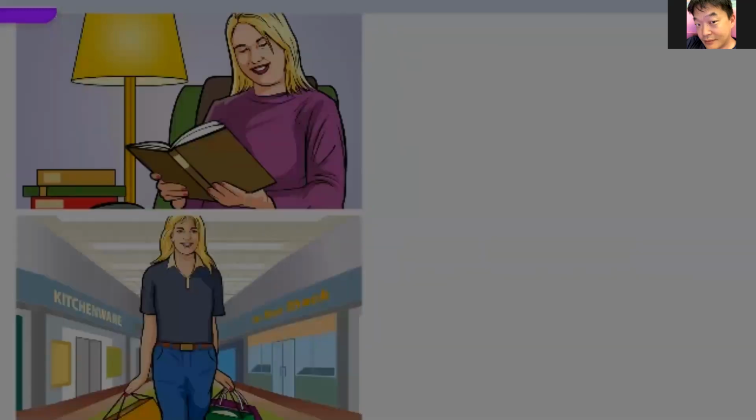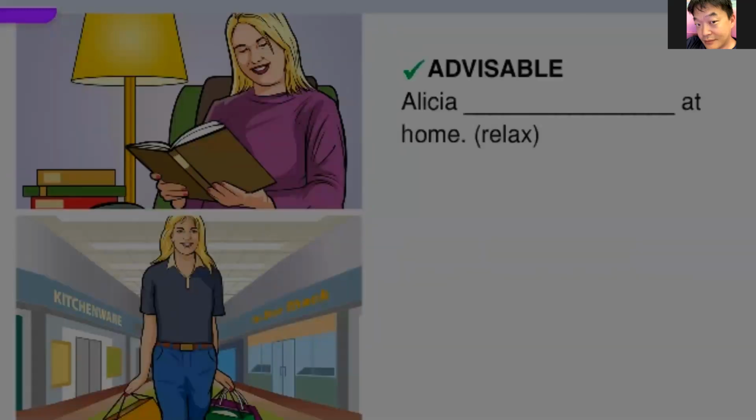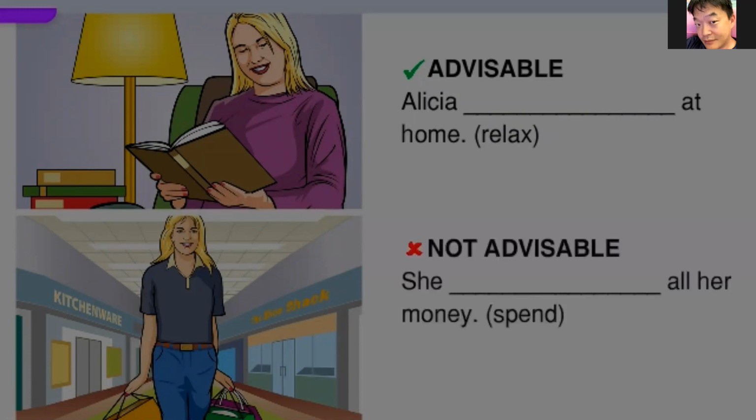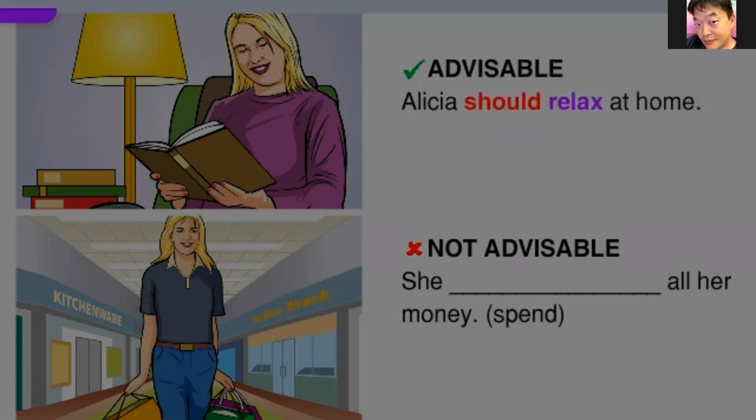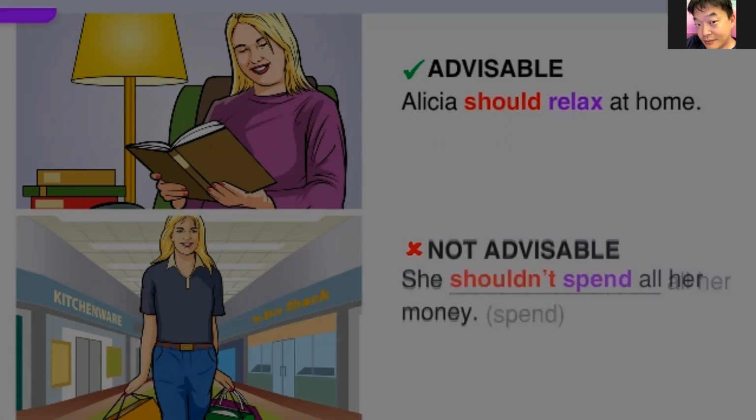Look at the first picture. Read the heading. Complete the first sentence. Look at the second picture. Read the heading. Complete the second sentence. Advisable. Alicia should relax at home. Not advisable. She shouldn't spend all her money. Listen to the sentences.